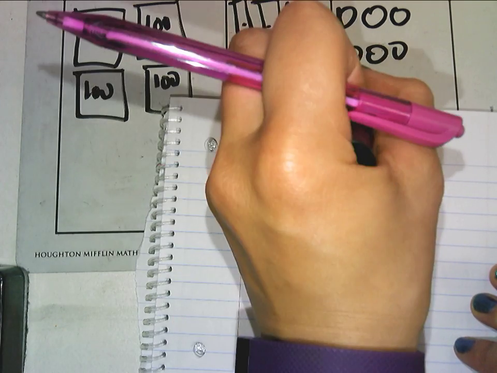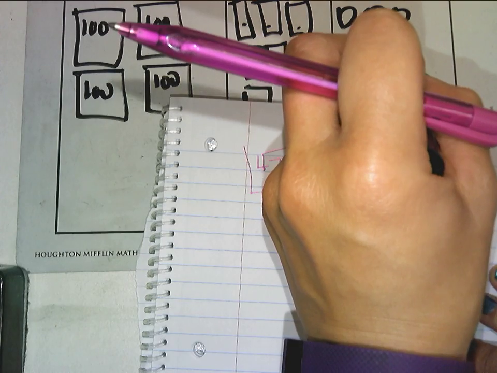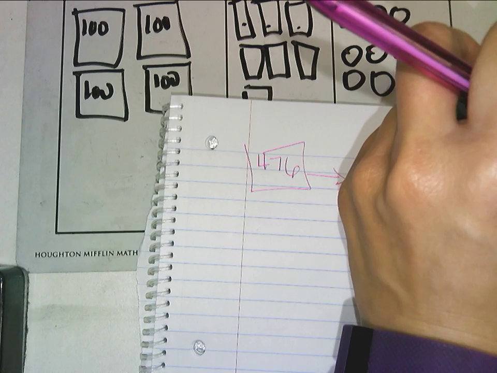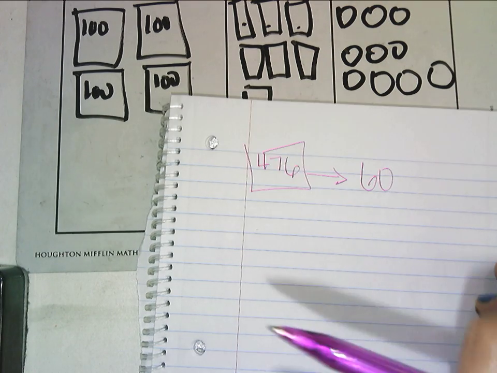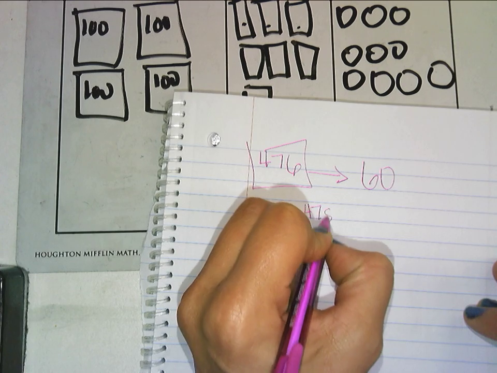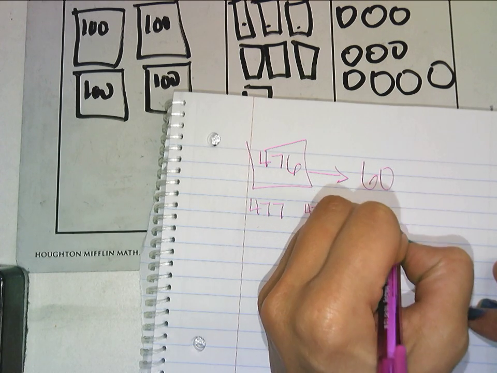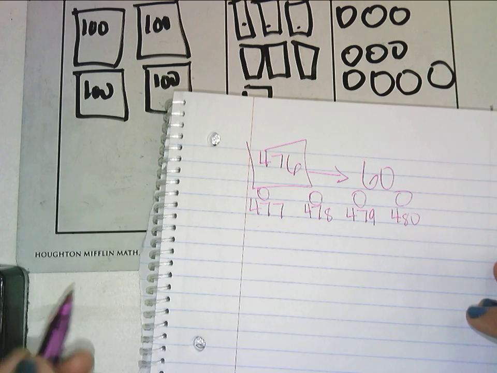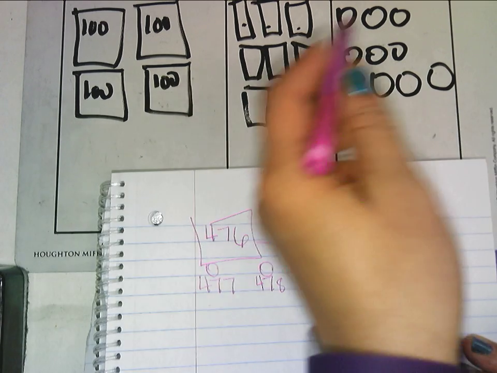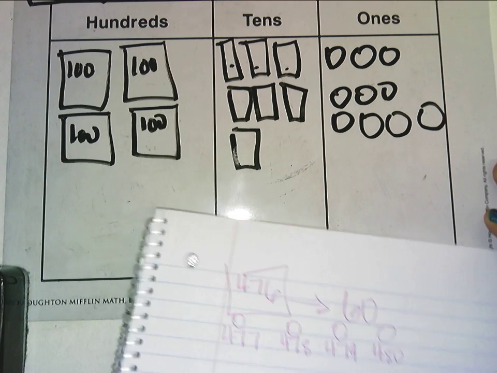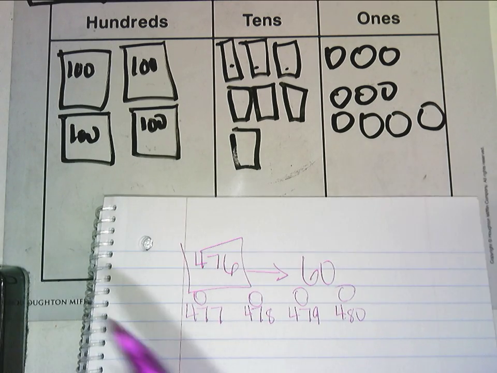476, 477, 478, 479, 480. So I added 4 more. You can draw those ones if you want. Okay? Now, look how many I have in my tens place. Okay? So every time we have enough to regroup and bundle up 10, then we're going to regroup.